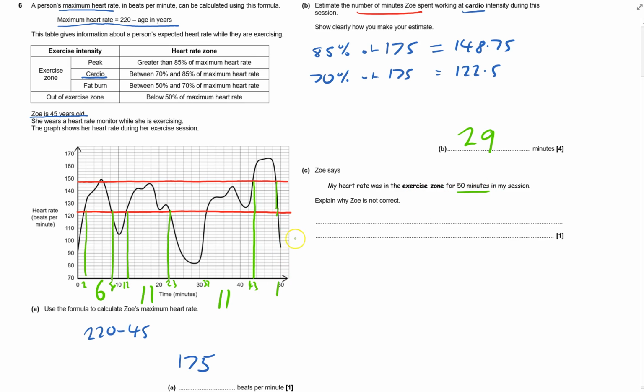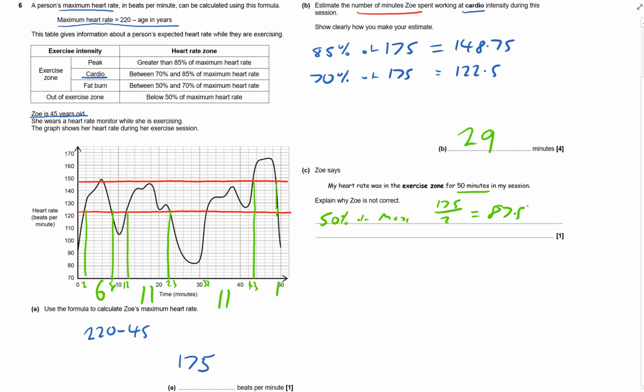My heart rate was in the exercise zone for 50 minutes. Well, the session was 50 minutes long. We need to find out what the exercise zone is. It's all this bit up here. But out of exercise zone, 50% of maximum heart rate. So 50% of max is 175 over 2, half of that, which is 87.5.